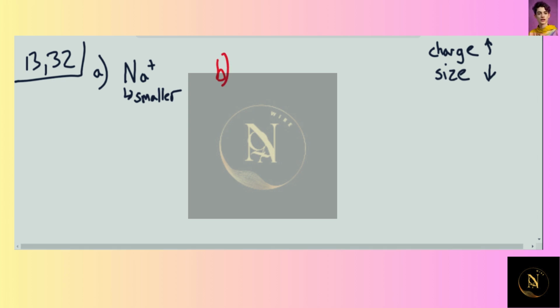In our second pair, we have strontium 2 plus or rubidium plus. So strontium has two charges, so it does have higher charge, and it does also have a smaller ion radius. So for both reasons, strontium 2 plus is the higher charge density, and it has more charge.